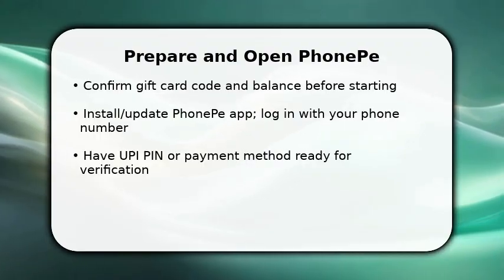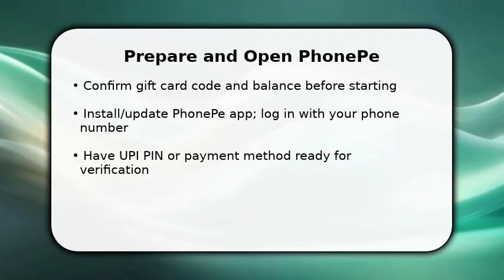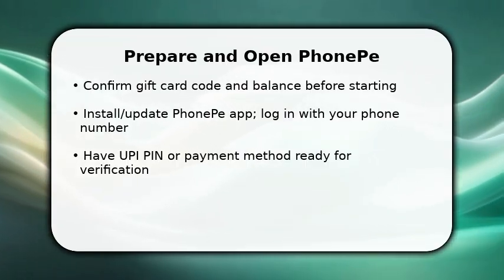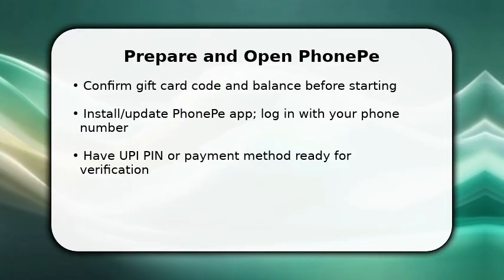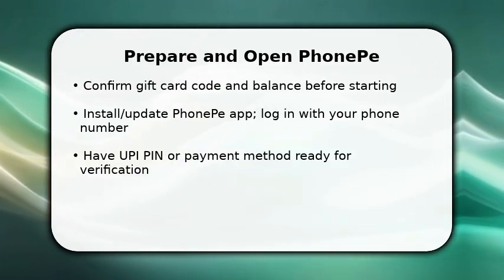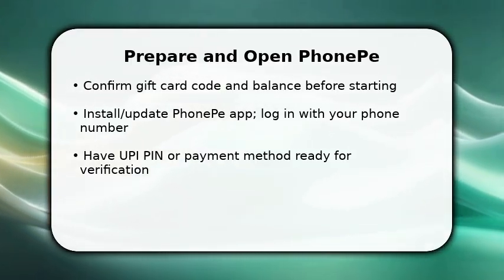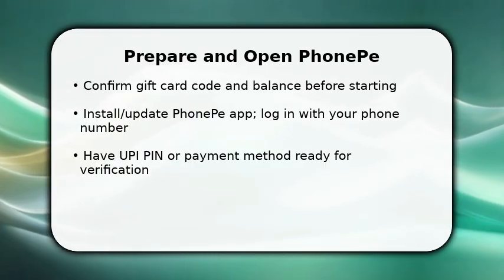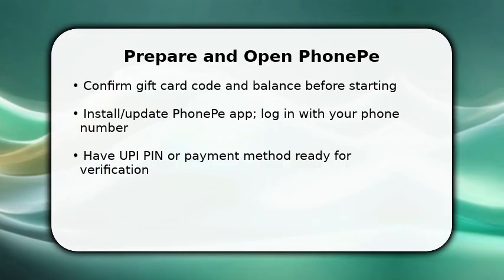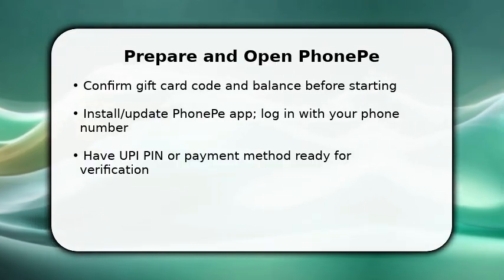You start by confirming the gift card code and available balance so you don't hit surprises later. Once done, open the PhonePe app and make sure you're signed in with your number. This links to your profile and wallet. Next, tap the Wallet or Gift Card section. PhonePe may show a dedicated option.